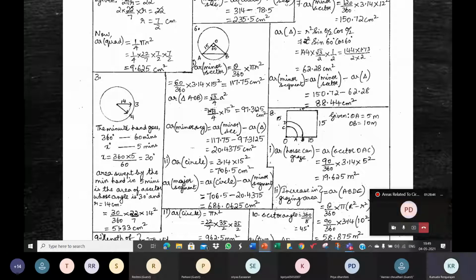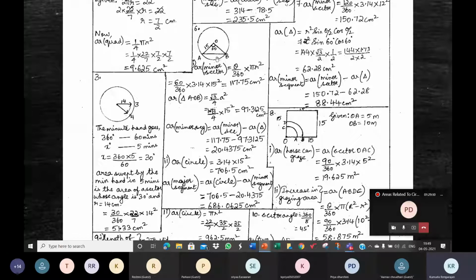Let me ask you again. Now tell me the two areas included in the area of the minor sector. Minor, I'm saying minor sector. Let me trace it for you. The triangle and the minor segment.